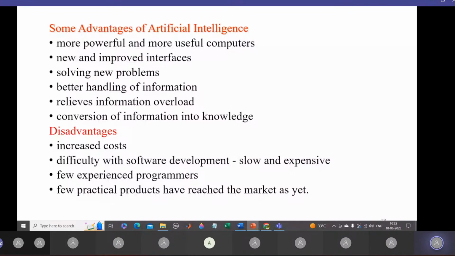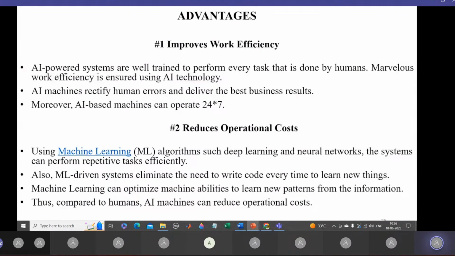So the advantages: how it improves your work efficiency. They are well trained, so every task they perform well, that is done by the humans, right? And marvelous work efficiency is ensured using AI technology. Efficiency perfectly they will do it. And machines will rectify the human errors, and they will deliver the best business results. And the machines can operate 24/7. Even we can say, I'm also working 24/7, but somewhere we'll be lagging our concentration, right?